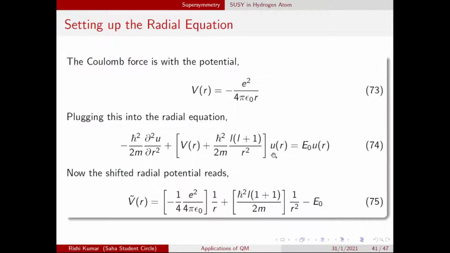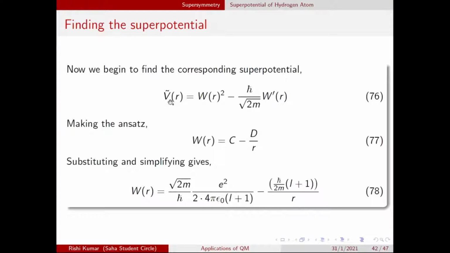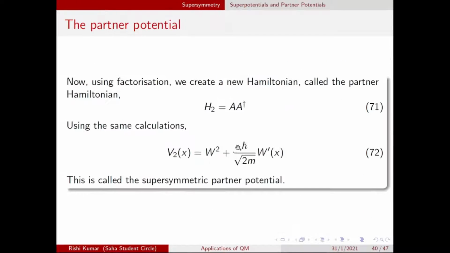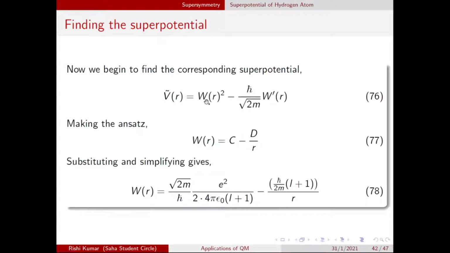So now we begin to find the corresponding superpotential, right? As we saw here for V(x), we're trying to find our superpotential: V tilde(r) equals W(r) squared minus h bar by 2m W dash(r). Okay, so making the answer W(r) equals c minus d by r, right? There's a lot of calculations here. I kind of cut it down a lot. So substituting and simplifying this gives us these constants. You can essentially just substitute and find out. If you substitute and simplify this, you essentially get W(r) equals this entire term here. Okay, so now we found our superpotential.